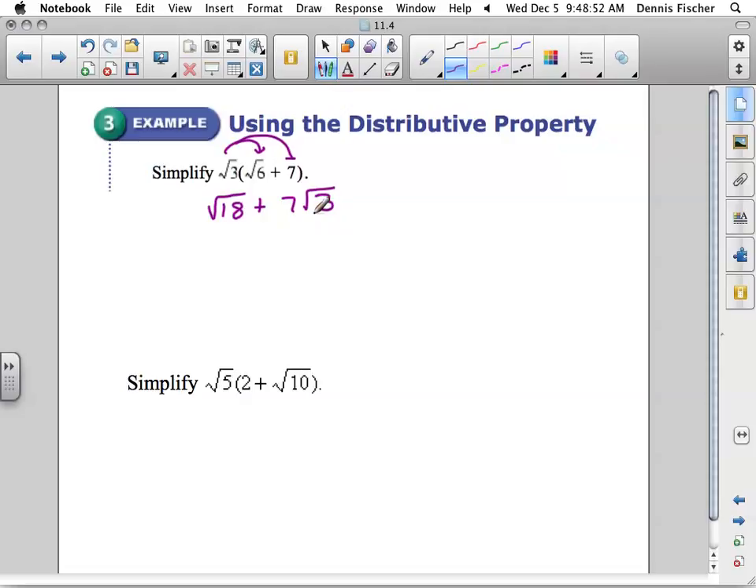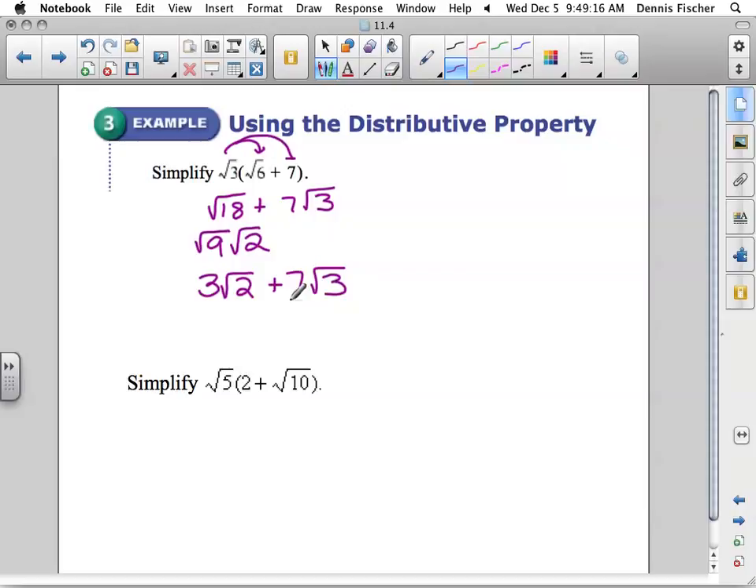I don't care what your problem is, I always want the answer simplified down. So when we do this here, square root of 18 is square root of 9 and square root of 2. Square root of 9 is 3. So we got 3 square root of 2 plus 7 square root of 3.